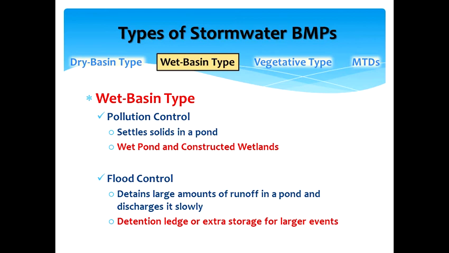The second type of stormwater BMP is the Wet-Basin type, which is normally filled with stormwater at a fixed depth. Stormwater runoff transports solids and pollutants into the pond. The heavy particles settle on the pond bottom. The clean runoff is later discharged from an orifice located above the pond bottom.